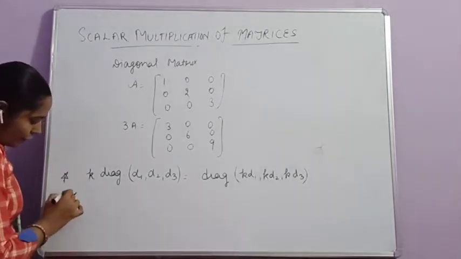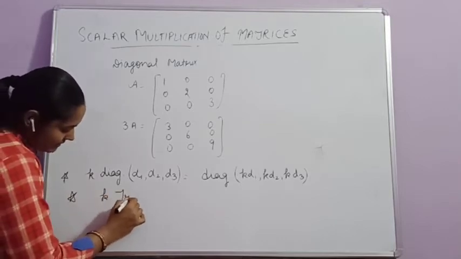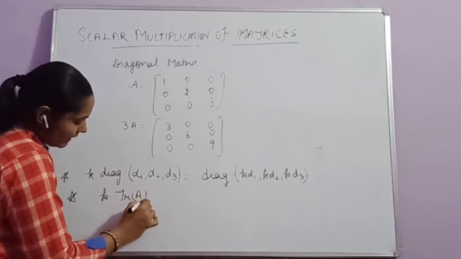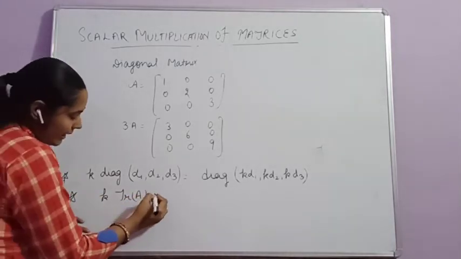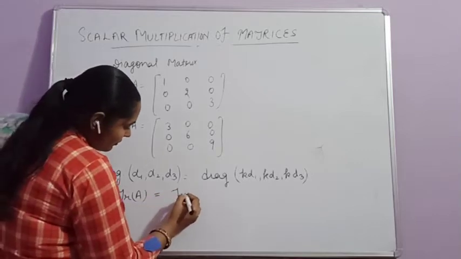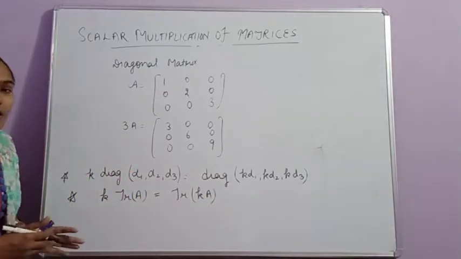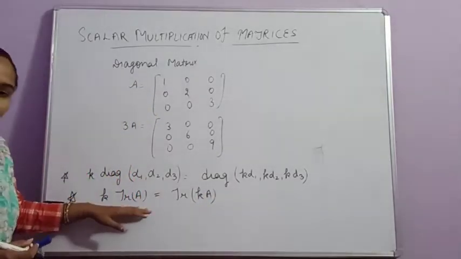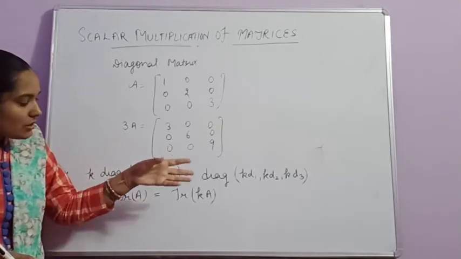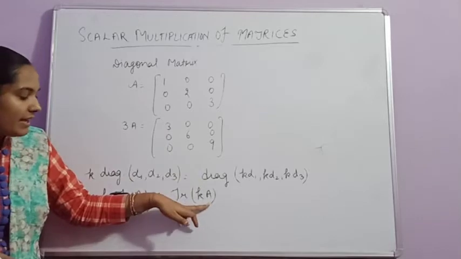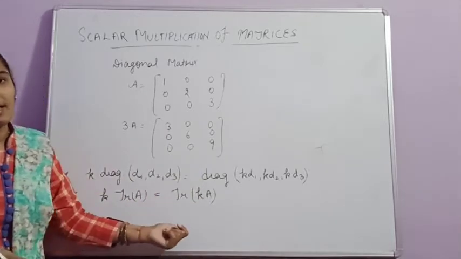Next, if we multiply any scalar with the trace of any matrix, for example, if we multiply the trace of A by any scalar k, then the trace of kA will be the same. It means firstly we find the trace of A and then multiply the resultant with k, or first we multiply the complete matrix by k and then find the trace of the matrix. Both values remain the same. Clear?